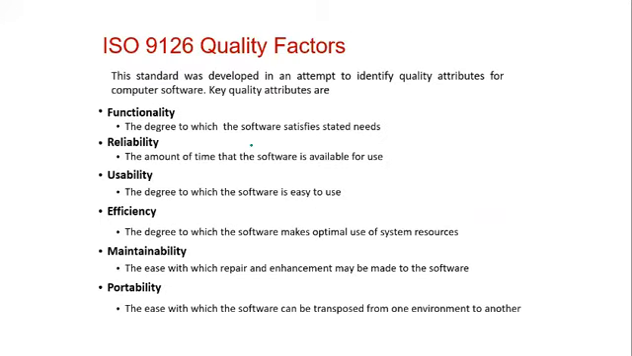Then you've got the ISO 9126 quality factors. These quality factors are functionality, reliability, usability, efficiency, maintainability, portability. These are your ISO standards. From the 11 factors that we studied within McCall's, some become part of your ISO 9126 quality factors. This standard is developed so that you can identify the different quality attributes for the software, which are taken from McCall's factors.